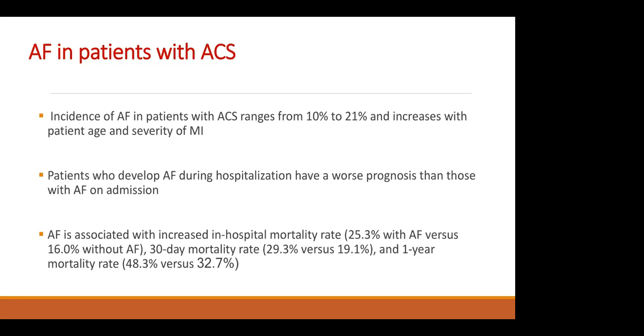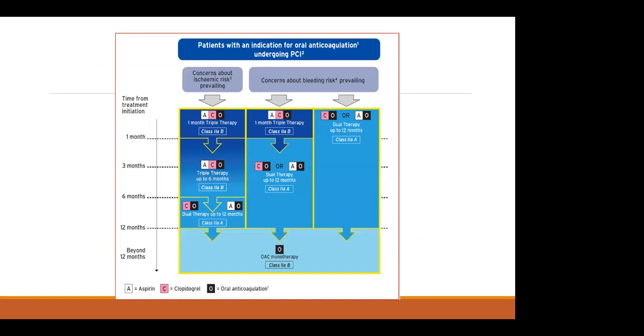It's associated with a poor prognosis compared to those with sinus rhythm, with increased in-hospital mortality, 30-day mortality, and also 1-year mortality. So it's very important in those patients to assess both the ischemic risk and the bleeding risk. Ischemic risk regarding the coronary ischemic risk. Many factors here can guide the ischemic risk, whether it's left main stenting or strategic PCI.